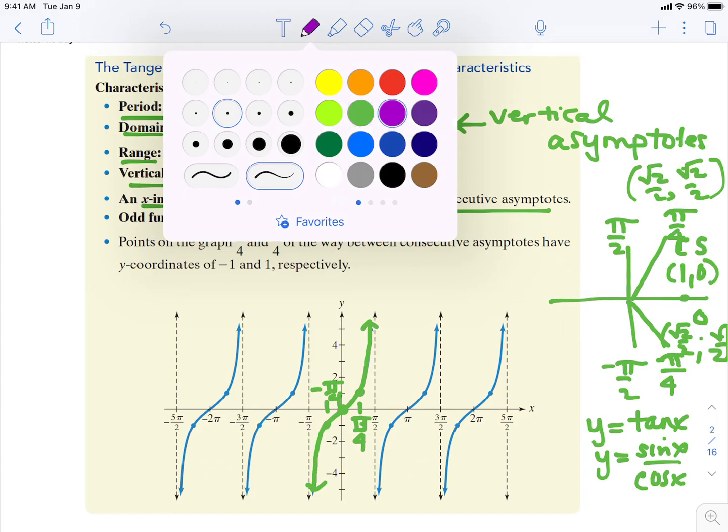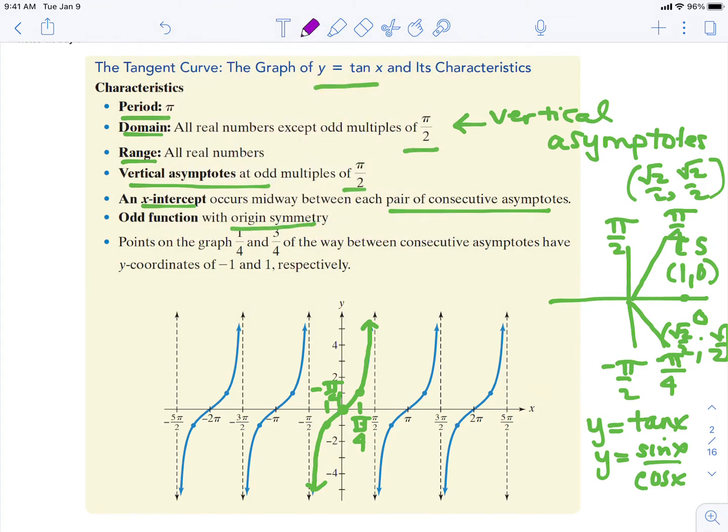Now, I'm going to change colors, getting a lot of colors happening here. Let's go up to pi over 2 here in the purple. It has the ordered pair 0, up 1. When I take the sine and divide it by the cosine, so 1 divided by 0, it's undefined at pi over 2. So that's why we have this vertical asymptote here at pi over 2.